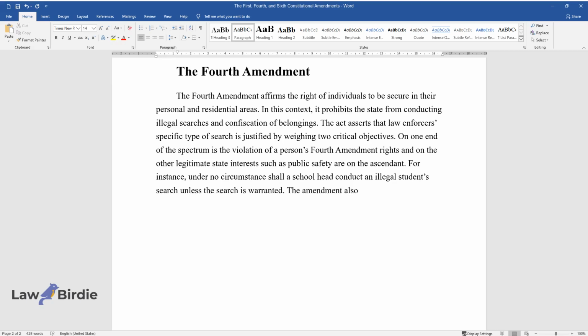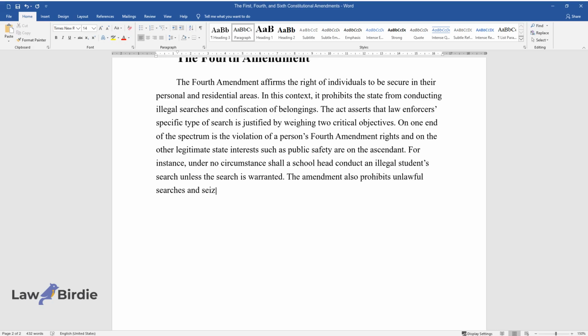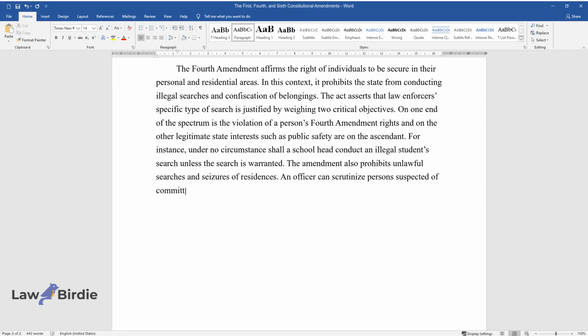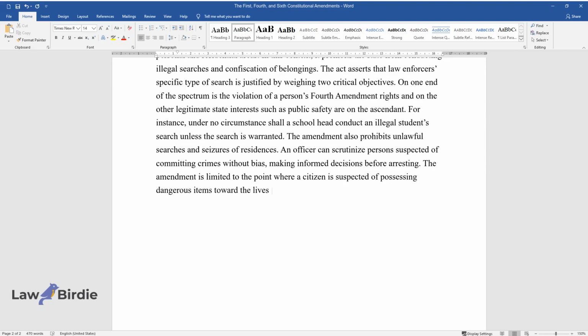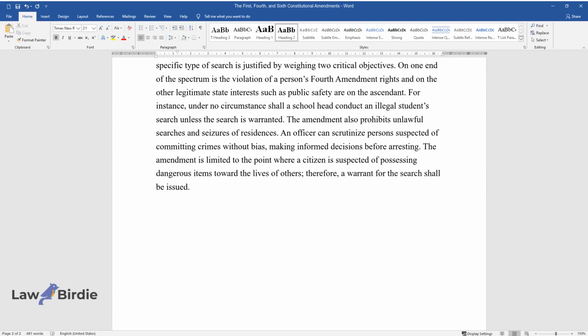The amendment also prohibits unlawful searches and seizures of residences. An officer can scrutinize persons suspected of committing crimes without bias, making informed decisions before arresting. The amendment is limited to the point where a citizen is suspected of possessing items dangerous to the lives of others; therefore, a warrant for the search shall be issued.